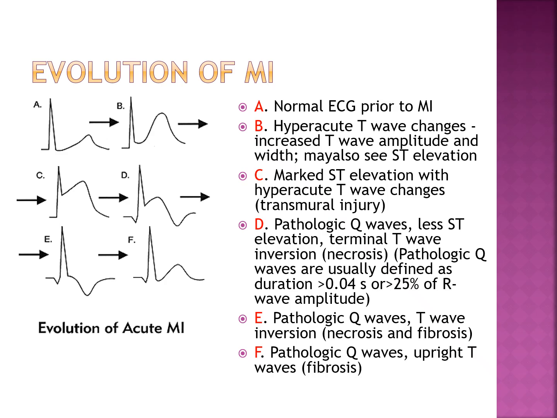So flipped T waves generally mean that they've had an MI within the recent past. When it has returned to the normal upright position, it usually indicates that they've got fibrosis that has occurred in the area. But notice how that Q wave, once it forms, never goes away.